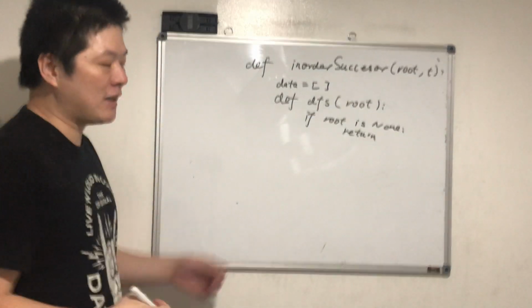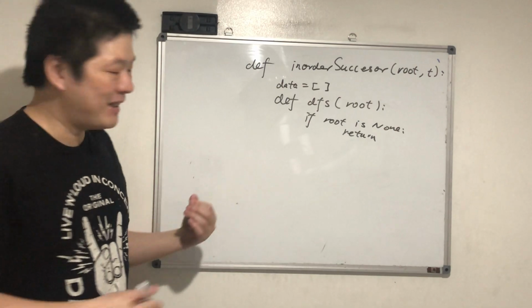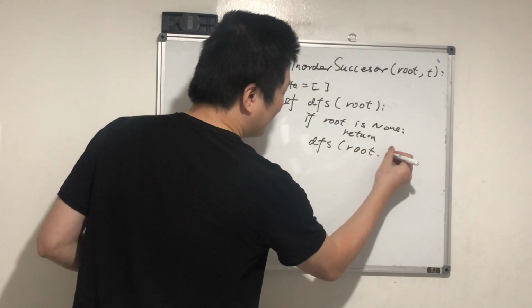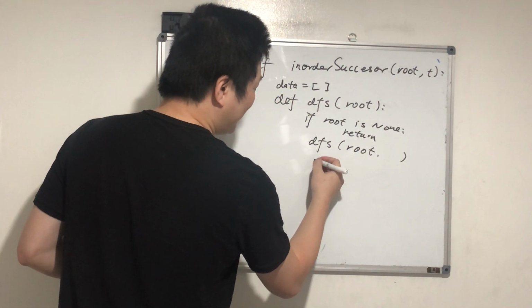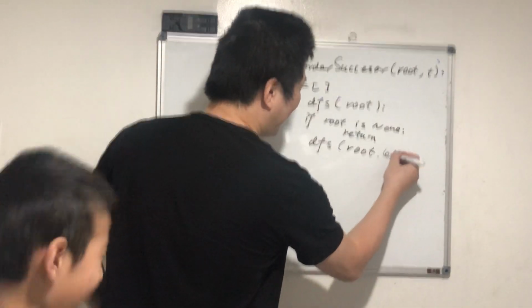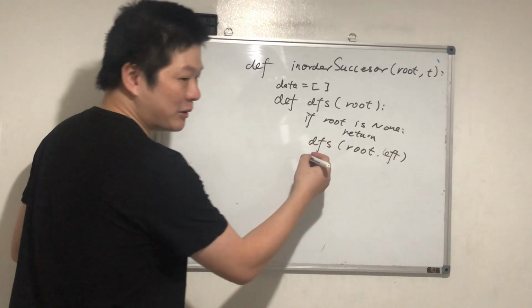Then what? We travel which node first? The left node, right? Yes. So DFS root dot what? And then what? We travel the left tree, so root dot what? We do left. Look, this is recursive. We are calling it. And what should we do?